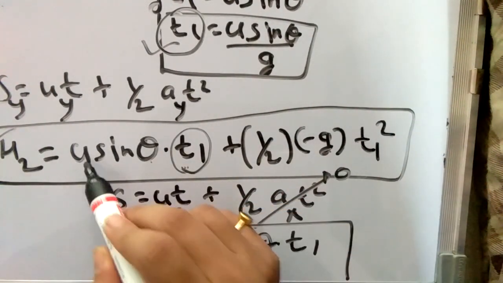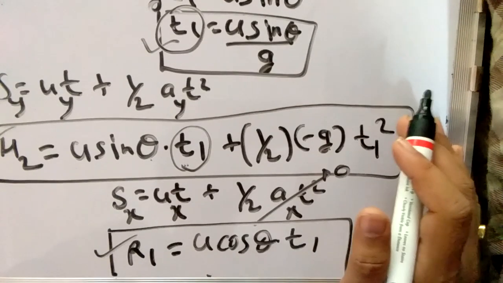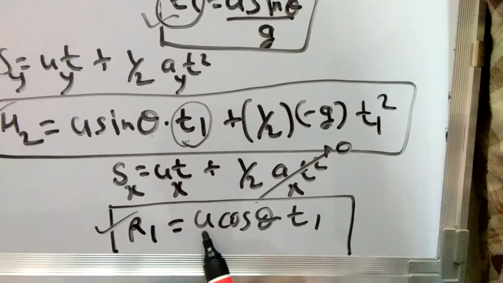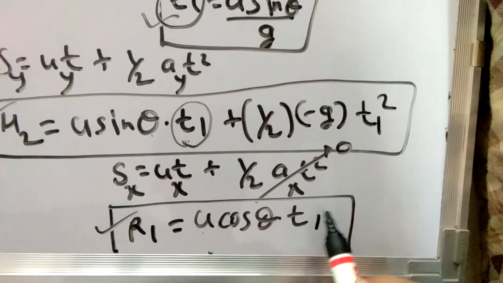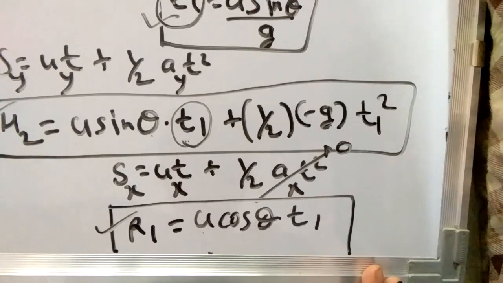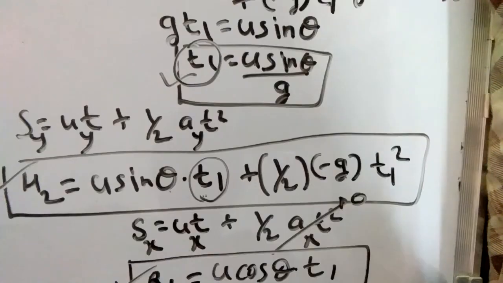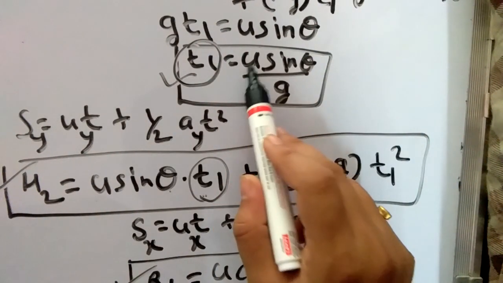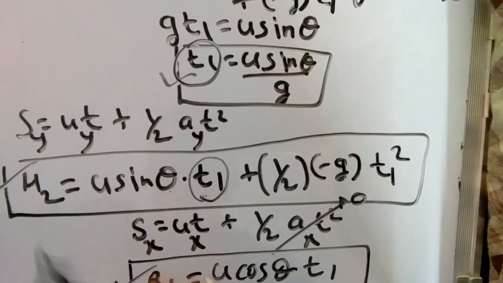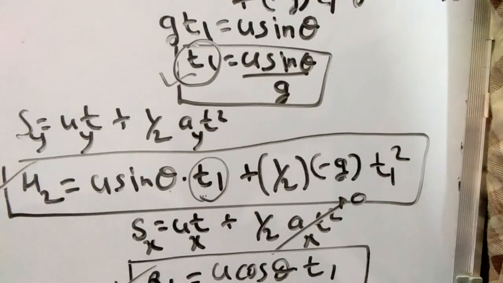T1 we know, g we know, u sin theta, so h2 can be calculated. And similarly here we know u theta, and we also know t1, so r1 can be calculated. So for finding t1 we use this formula and substitute value of u theta and g here. So over 0 to a, we got all values t1, h2 and r1.